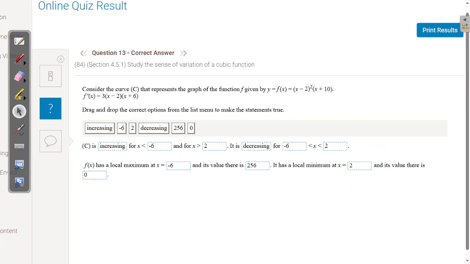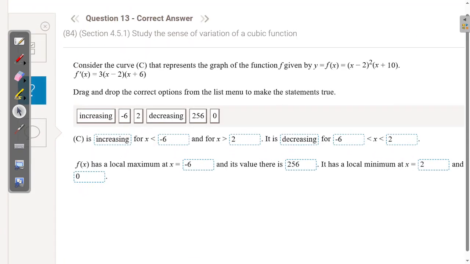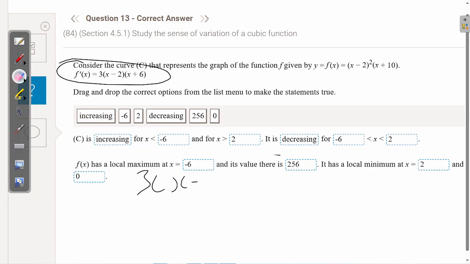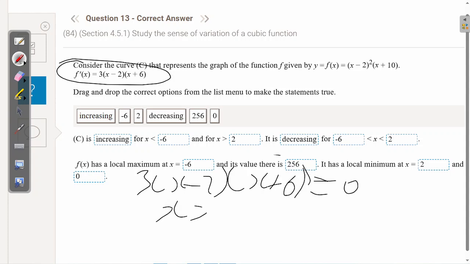Okay, it's the past question. Okay, they want to know here if it's increasing or decreasing. So for this, we look at f prime and we make it equal to 0 and get the stationary points. So 3x minus 2 times x plus 6 equals to 0. So x is equal to 2 and x equals to negative 6. Because you make each of these 0.